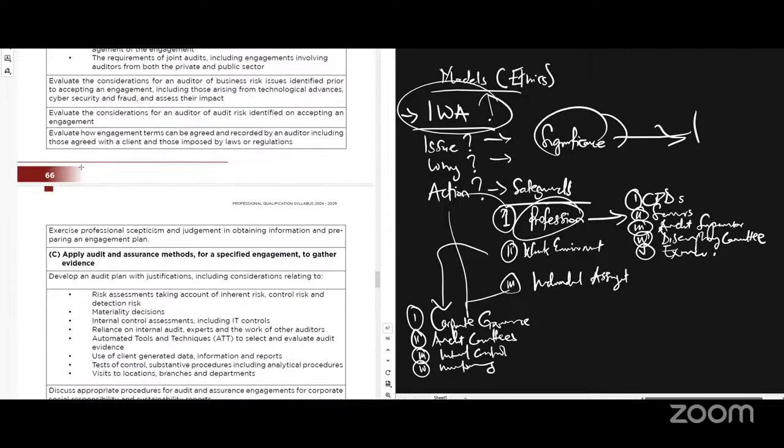So evaluate the considerations of an auditor of business risk issues identified prior to accepting an engagement, including those arising from technological advances, cybersecurity, and fraud, and assess their impact. So business risk is anything that will impact your cash flow and your going concern, in simple terms.